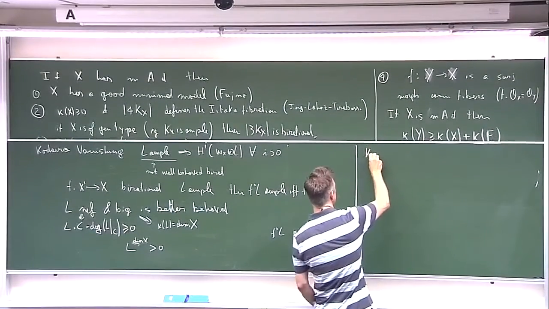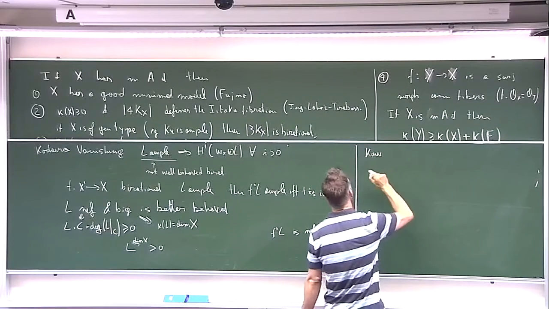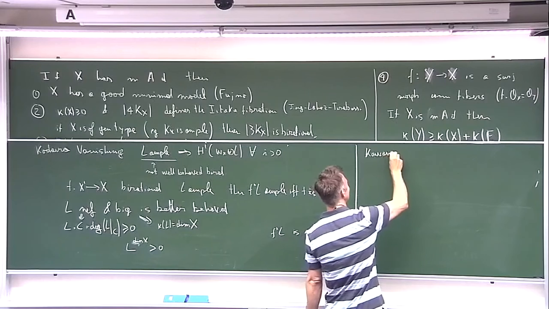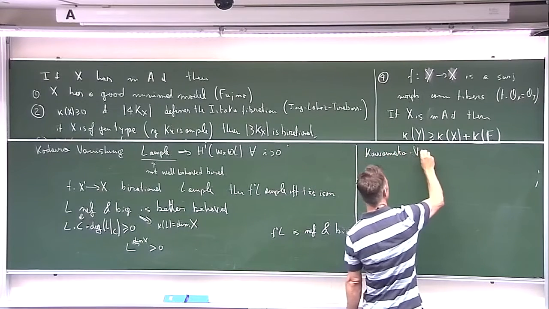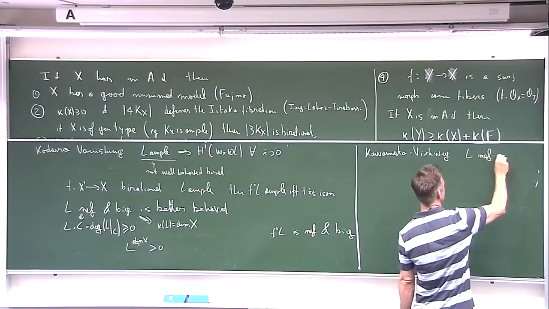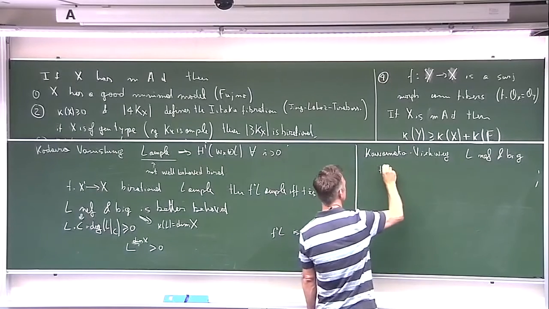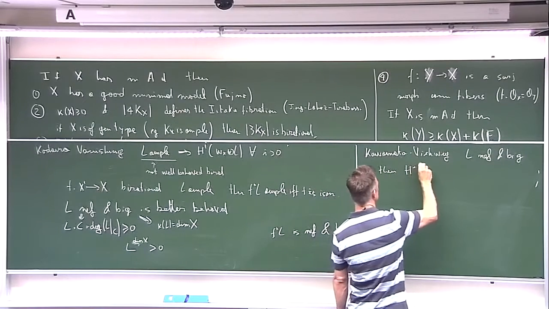So that is Kawamata-Viehweg's theorem. If L is nef and big, let's say on a smooth complex projective variety, then higher cohomologies vanish.